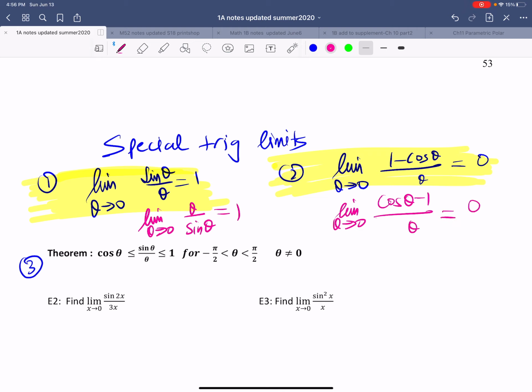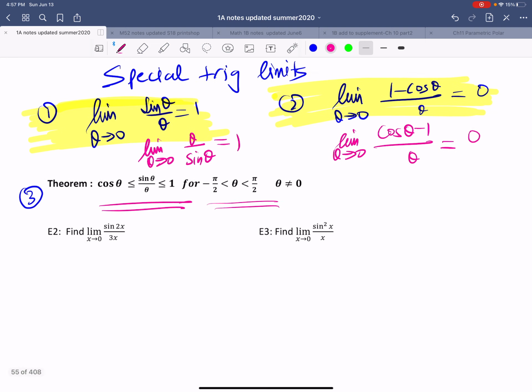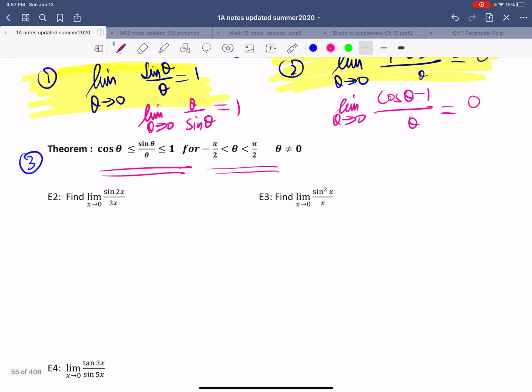Let's see some examples. The third special trig limit is cosine theta less than or equal to sine theta over theta less than or equal to 1. So sine theta over theta is squeezed between cos theta and 1 as long as we're between negative pi over 2 and positive pi over 2, and theta is not equal to 0.